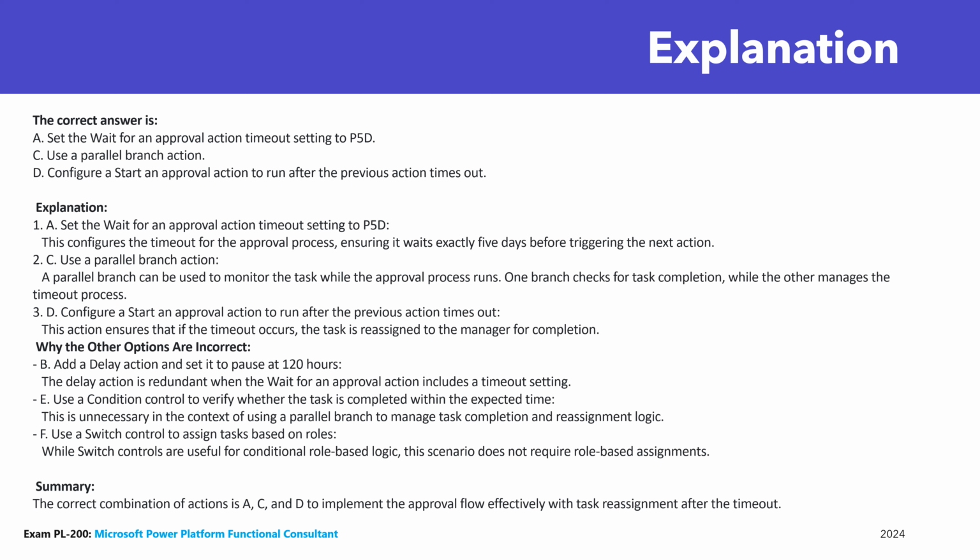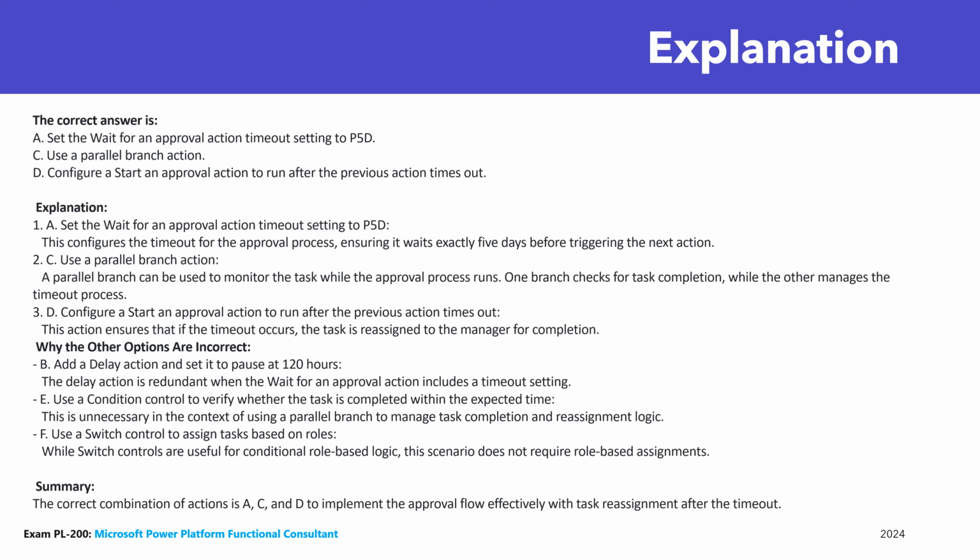Why the other options are incorrect. B. Add a delay action and set it to pause at 120 hours. The delay action is redundant when the wait for an approval action includes a timeout setting. E. Use a condition control to verify whether the task is completed within the expected time. This is unnecessary in the context of using a parallel branch to manage task completion and reassignment logic.